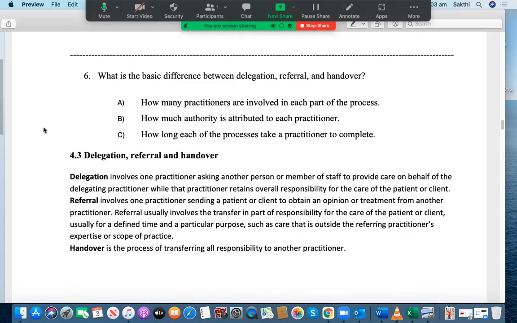What is the basic difference between delegation, referral, and handover? Choice A, how many practitioners are involved in each part of the process? Choice B, how much authority is attributed to each practitioner? Choice C, how long each of the processes take a practitioner to complete. Your 1 minute time starts now.